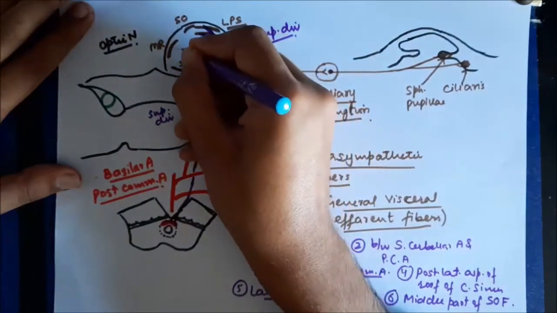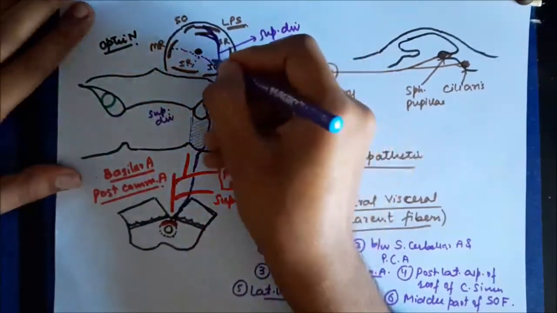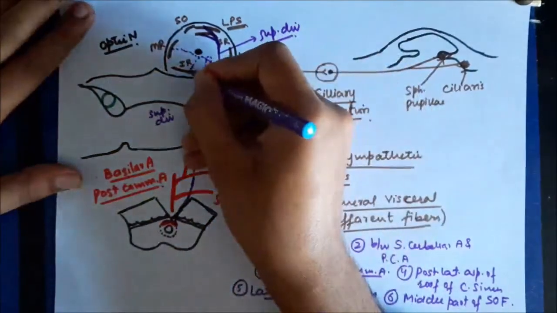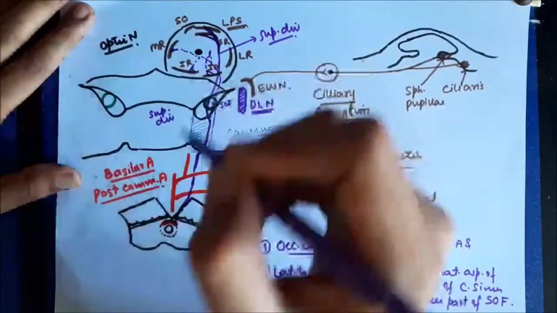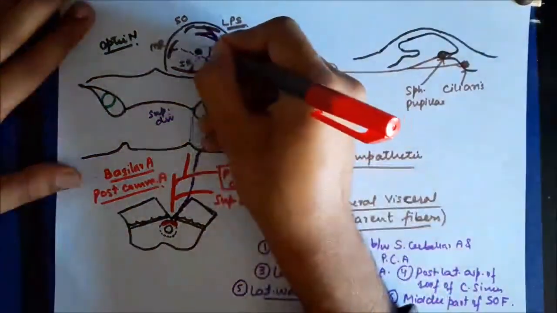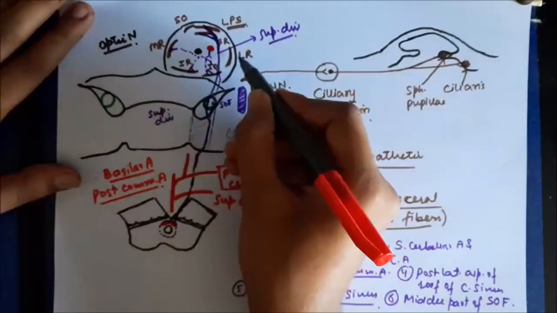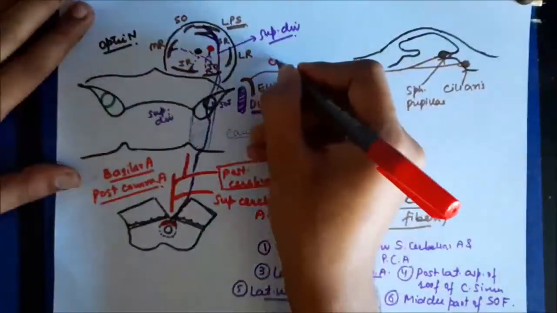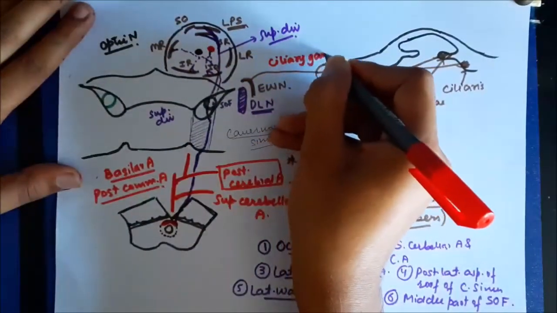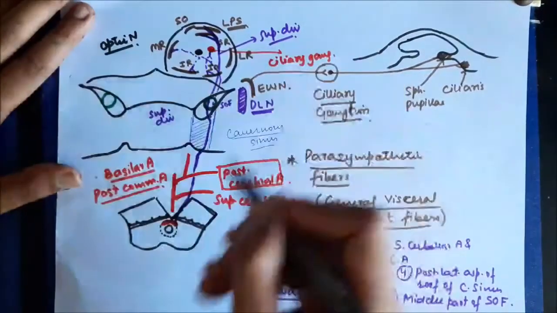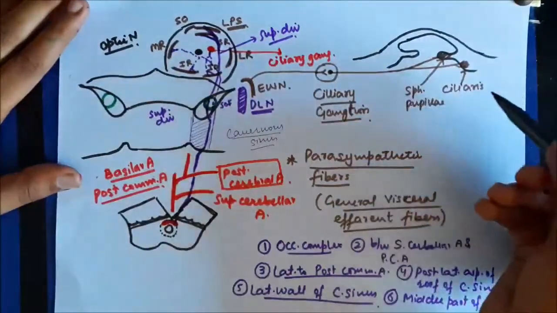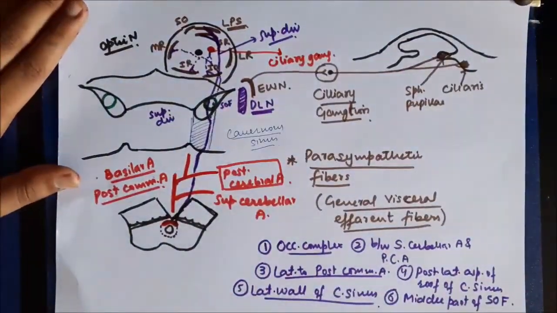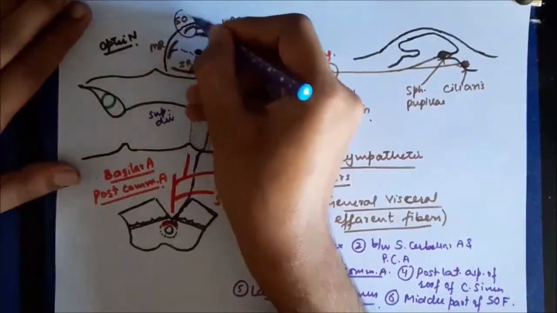The inferior division also enters the orbit and provides supply to the medial rectus, inferior rectus and inferior oblique, and the branch which goes to the inferior oblique gives another branch which goes to the ciliary ganglion. So this is the location of the ciliary ganglion in between the optic nerve and the lateral rectus. One of the branches goes to the ciliary ganglion, and the parasympathetic fibers from the ciliary ganglion then go to the sphincter pupillae and the ciliaris muscle. So this is the course of the oculomotor nerve.